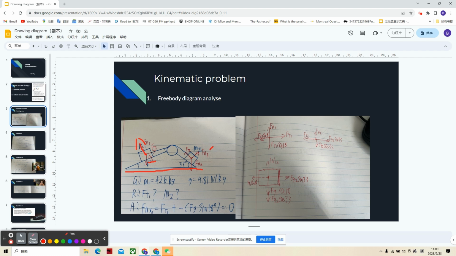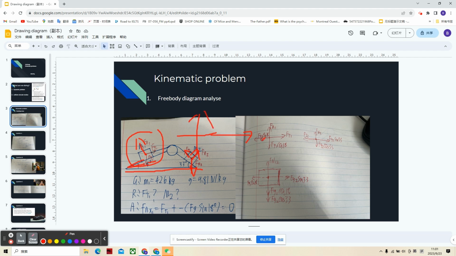For the second crate, it is over here. It only has the normal force pointing upward against the surface, the force of gravity pointing straight downward, and the force of tension along the rope. So here we have the basic diagram we need, and now we need to separate them. Since they have an angle, it's not a very good diagram if we just use this. So we turn it slightly into this form.